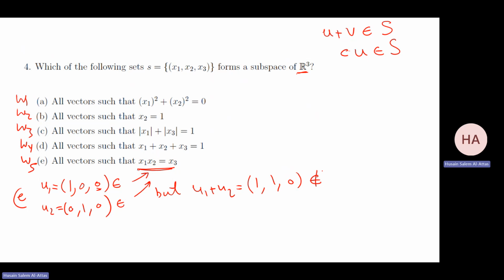Now W5, this does not belong to W5. U1 belongs to W5, U2 belongs to W5, but X1 times X2 does not give me X3. So this is not a subspace.